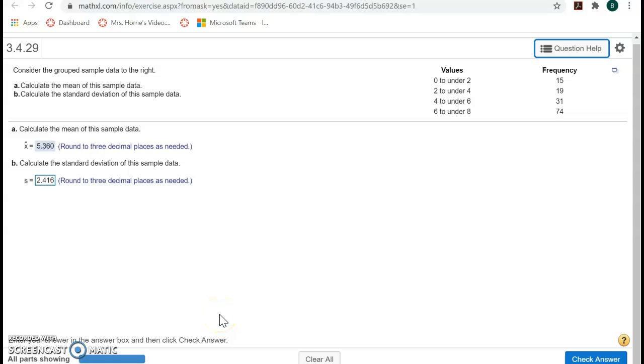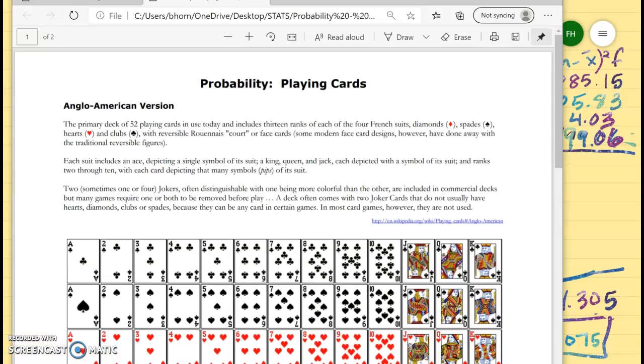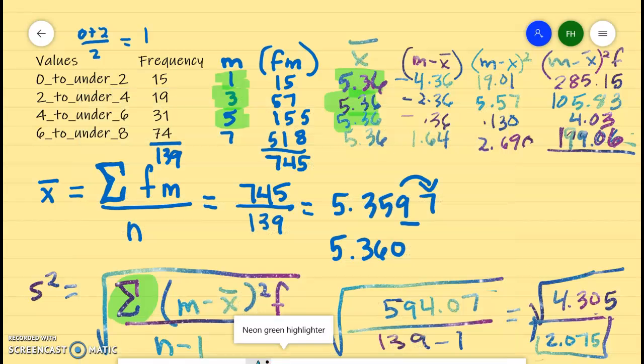So I'm going to pause it and go through and check my work. Okay, so I went back and I believe I corrected 2 numbers that were not right. I believe it was these 2 here. I probably multiplied by the wrong thing. When I did 5.57, I should have multiplied by the frequency of 19. I'm not sure if I did that or not. And when I did 0.130, I should have multiplied it by 31. So that did make my numbers off.